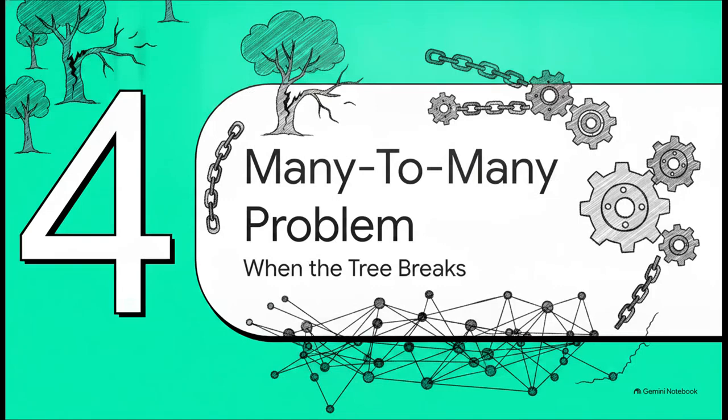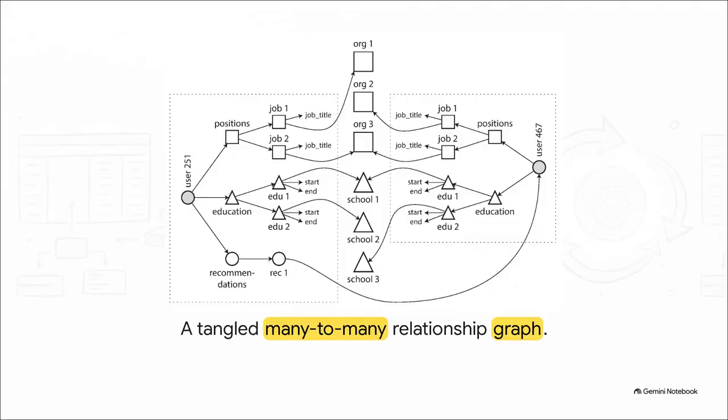But here is Part 4, the many-to-many problem, when the tree breaks. You know the golden rule of software architecture? There are no perfect solutions, only trade-offs. And data? Data rarely stays simple. As your applications evolve and grow, features get added.